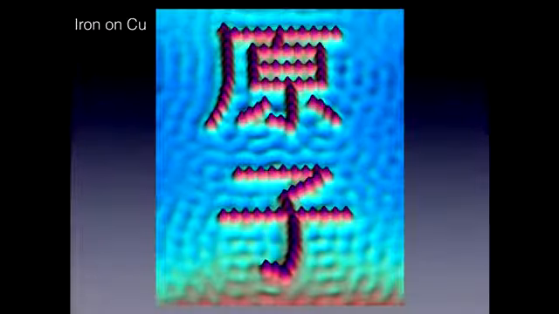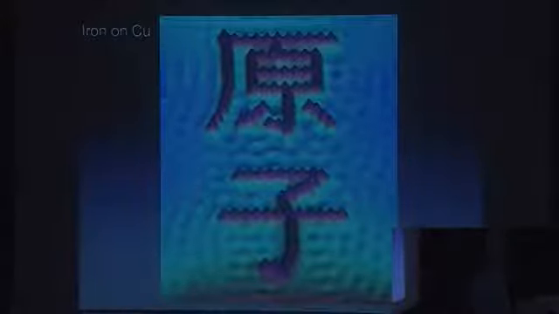This is a cool one. So this demonstrates a more advanced technology. This is iron atoms on the surface of copper. And they exploit here a technique in which this STM, which is basically an atomically sharp tip that you can move with atomic precision. And you can also use this tip to shove around these individual atoms and form patterns.